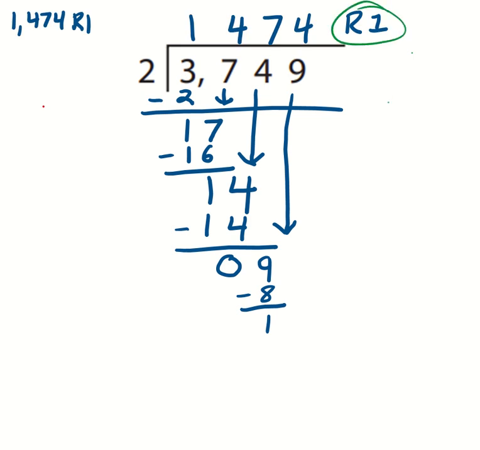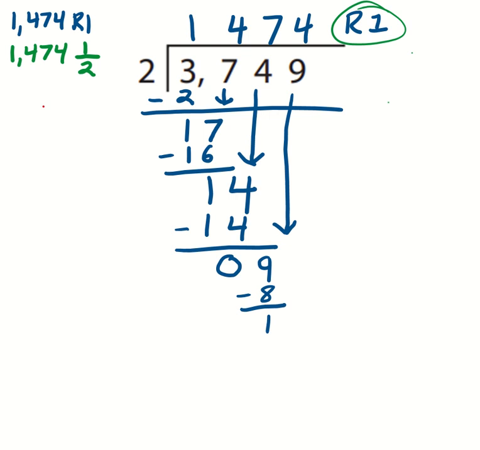However, there's another way that you can write this. Did you know that you can simply place that 1 over the 2 and come up with a fraction? I'll show you what I mean. It would be 1,474, and the leftover goes in the numerator, and the denominator is simply the divisor. So it would be 1,474 and 1/2.